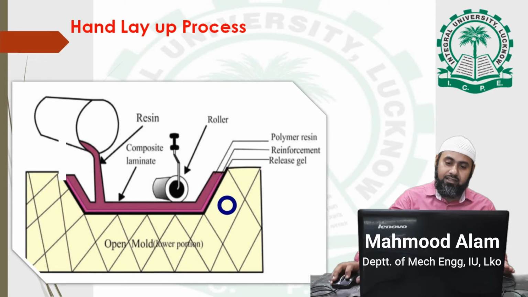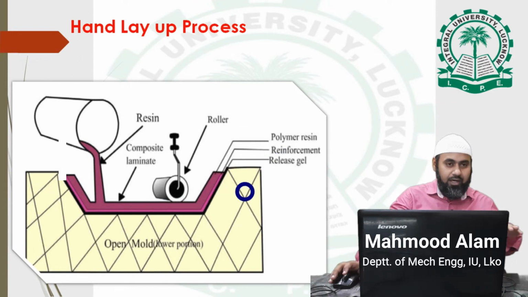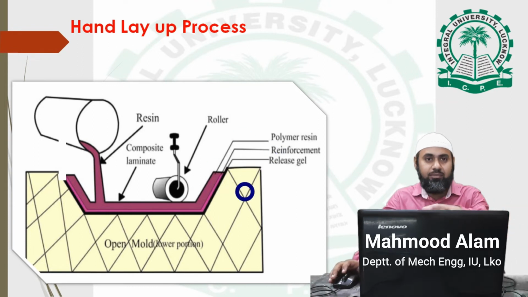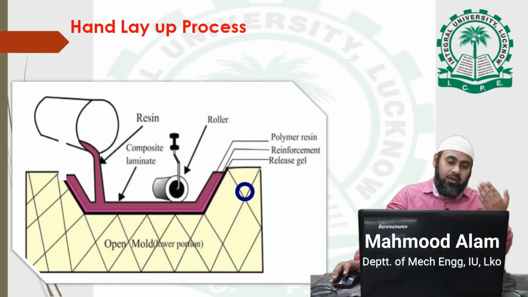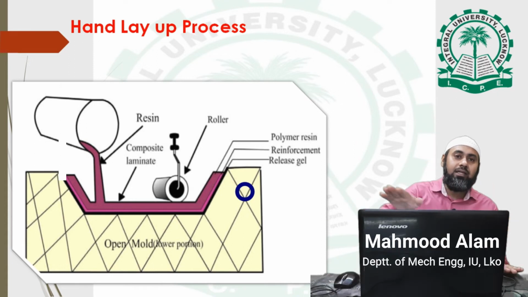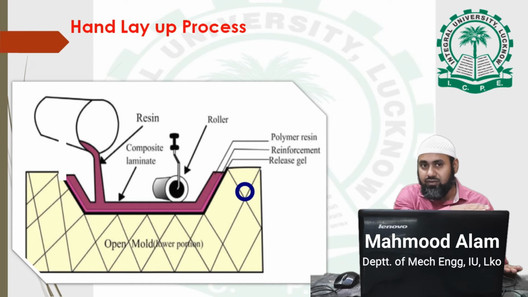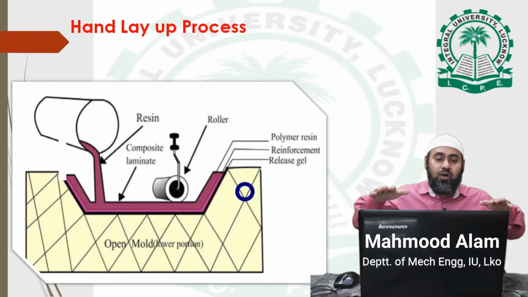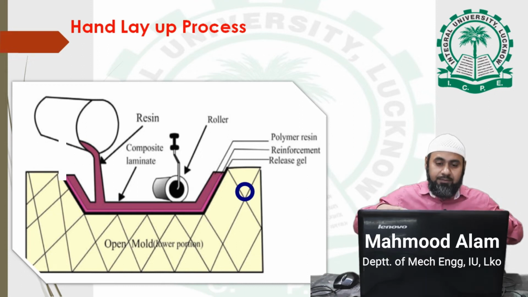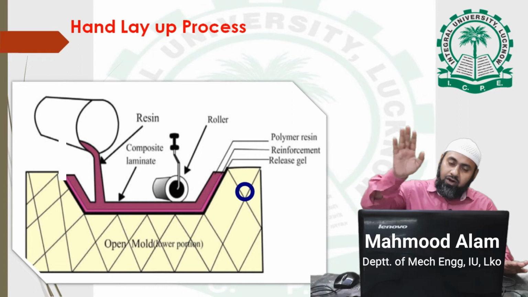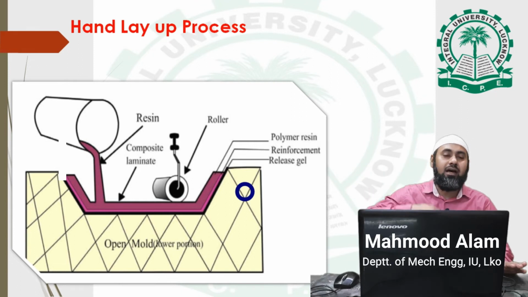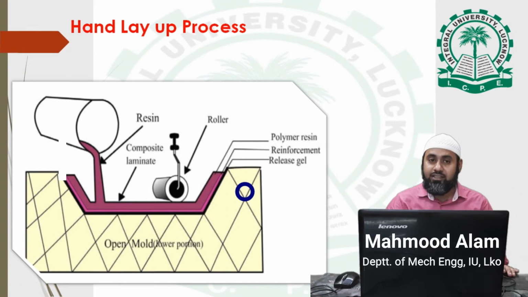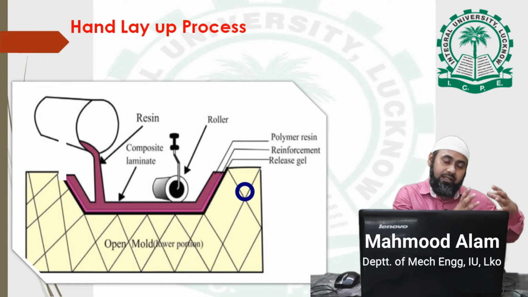And here it is, the reinforcement. Once the release gel is applied on the mold, now in the second stage we will apply the reinforcement. One layer of reinforcement is put on the release gel. Then on the reinforcement we will again put the polymer resin. Polymer resin means the main matrix of the composite part.